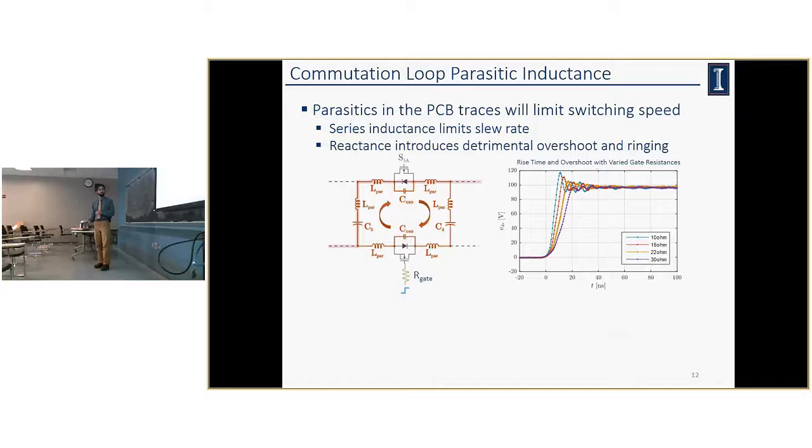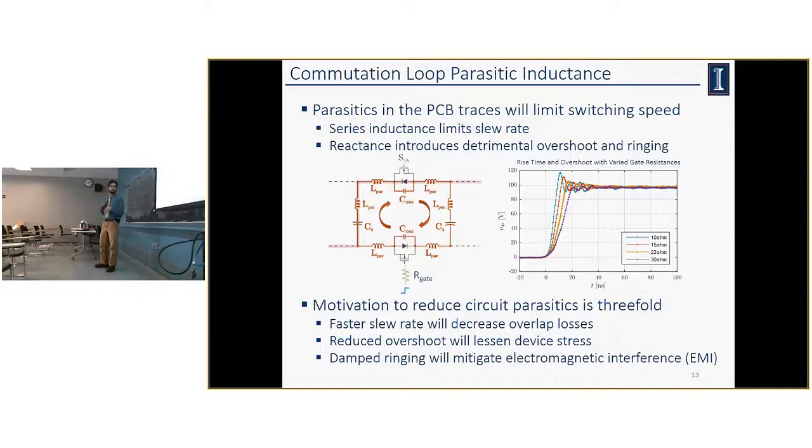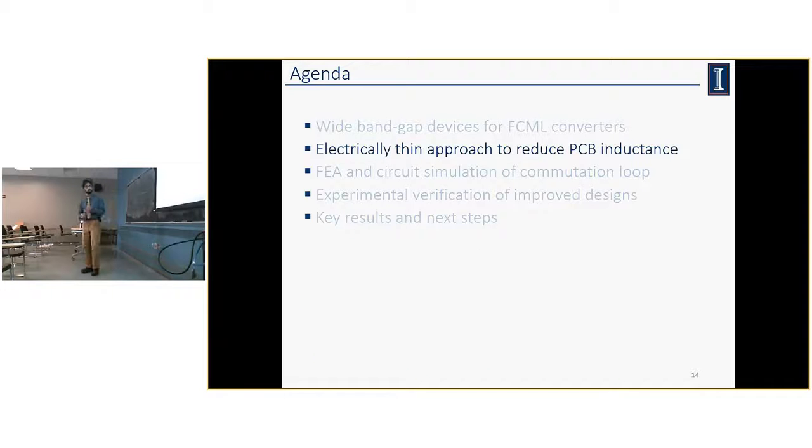So our motivation is threefold. We want to decrease these parasitic inductances so we can have a much faster slew rate. We want to reduce that peak overshoot so that we stress our devices less. And we want to damp the ringing so we can have less of an EMI concern. So at this point, I'll discuss how we actually go about reducing that inductance.